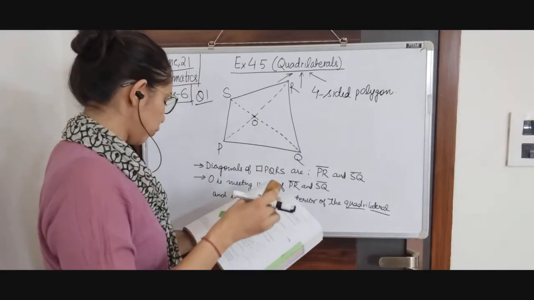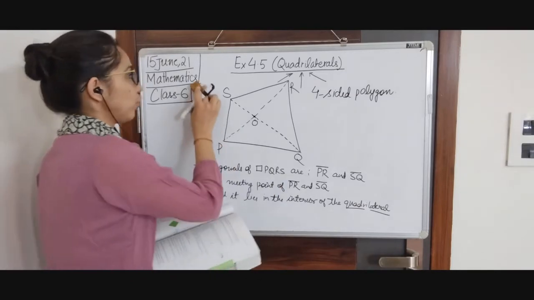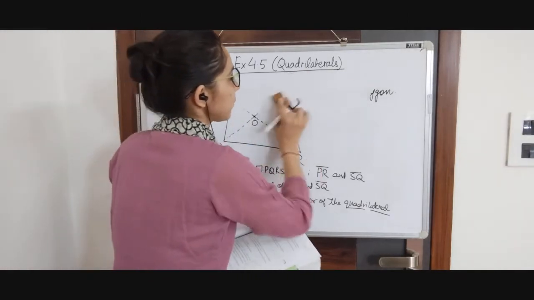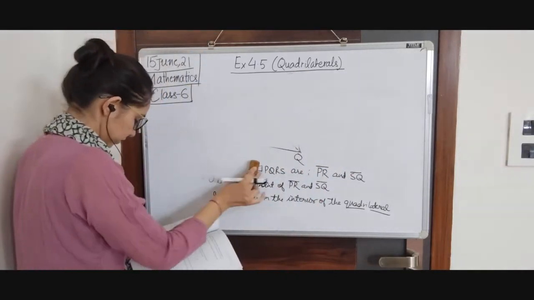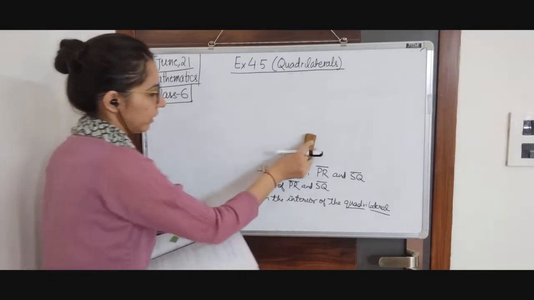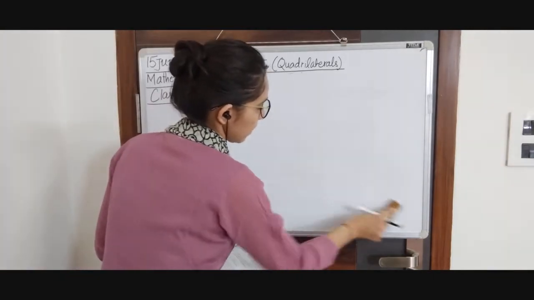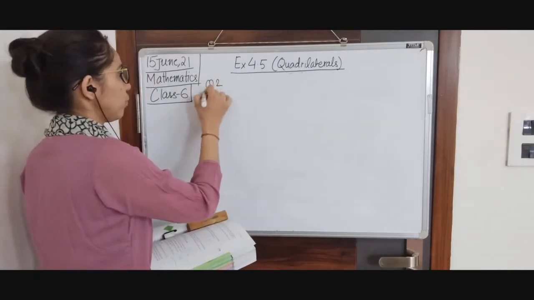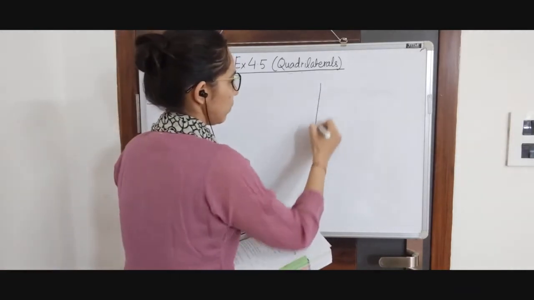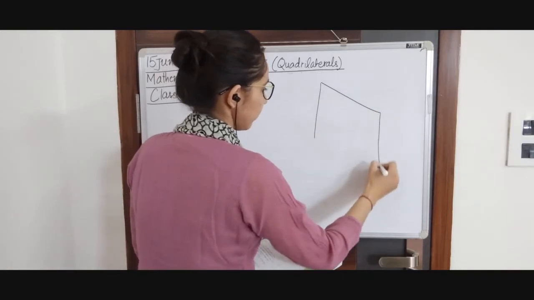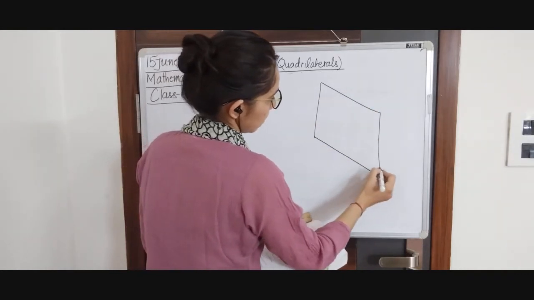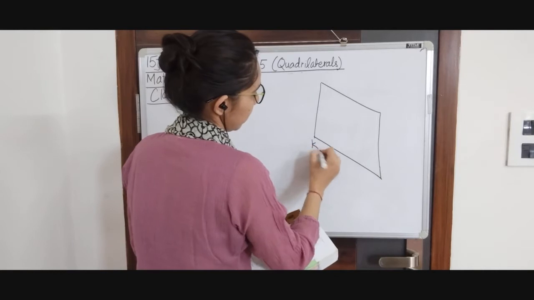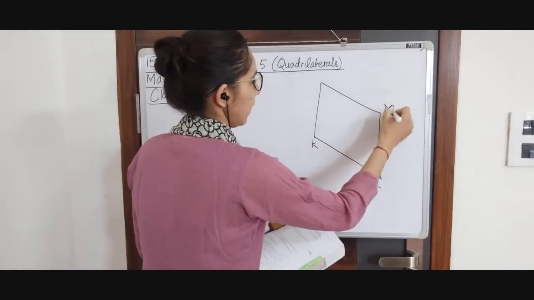Now we are going to do question number 2. In question number 2, we have to draw a rough sketch of quadrilateral KLMN. So I am going to draw a quadrilateral like this. It is K, L, M and N.